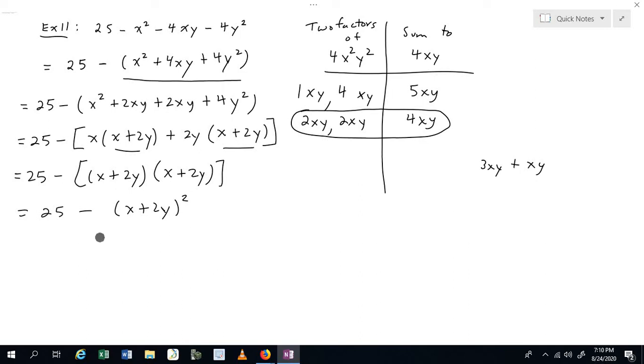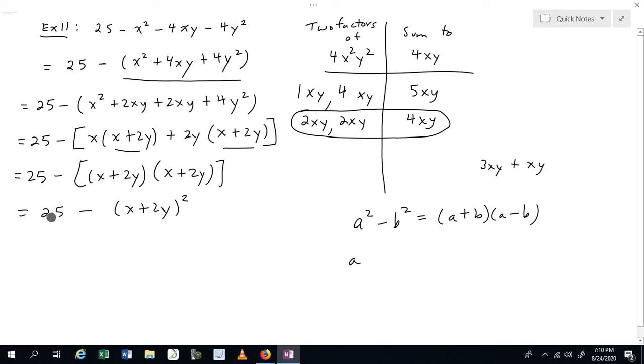But we're not done, because this happens to be the difference of squares. This piece over here, I think it's pretty evident that this is being squared, right? X plus 2y is being squared. So that's certainly a candidate for the b value, right? Okay. So remember the difference of squares, a squared minus b squared is equal to a plus b times a minus b. Okay, so let's try to identify what a and b are.